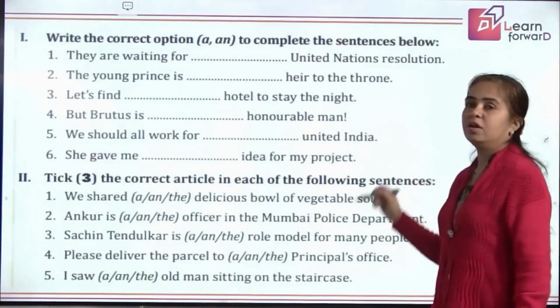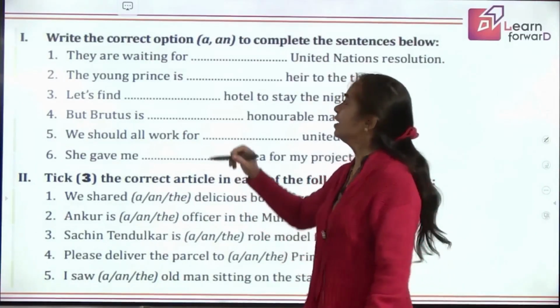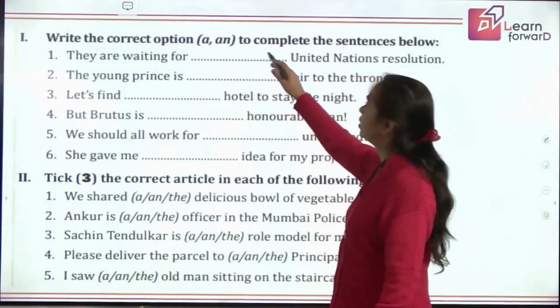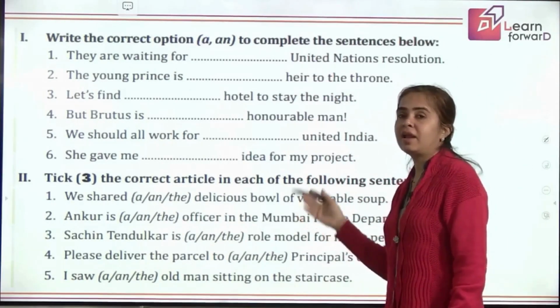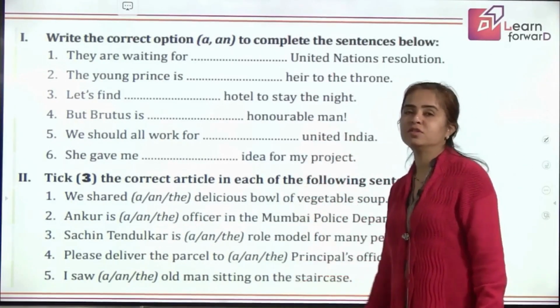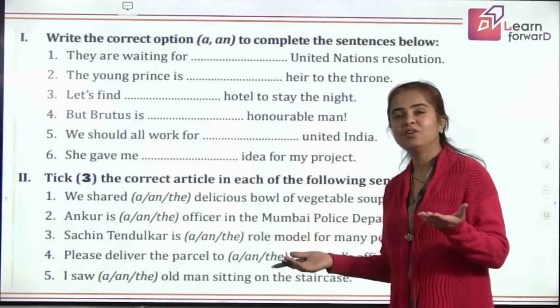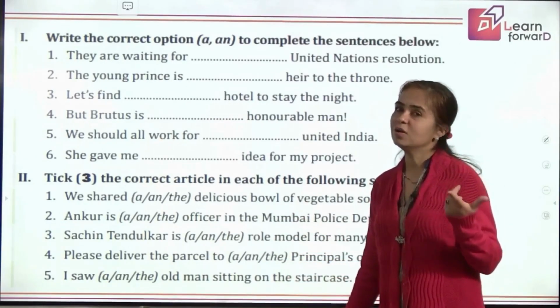So now if you have understood, let's do an exercise. Write the correct option. So here you have to use your indefinite article, and what you have to remember is the initial sound, whether it is a vowel sound or a consonant sound.